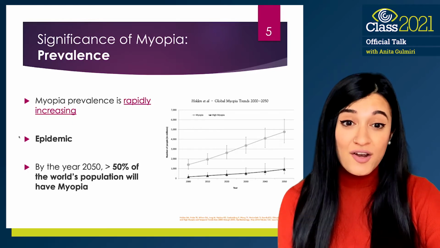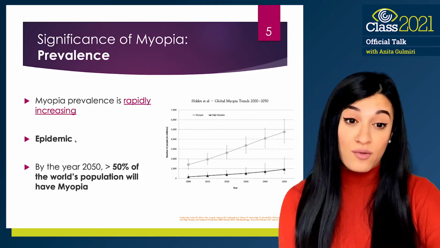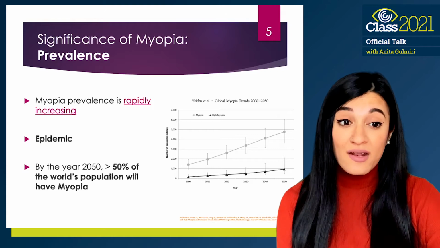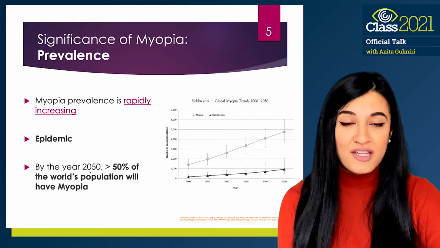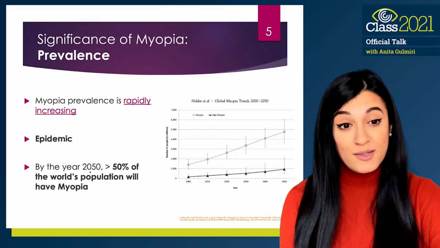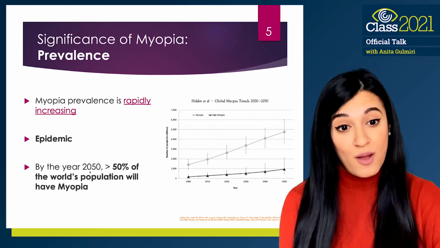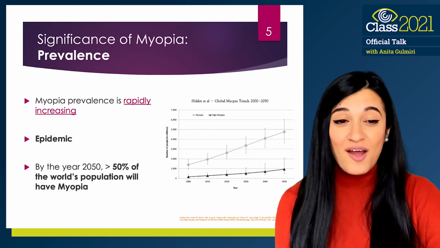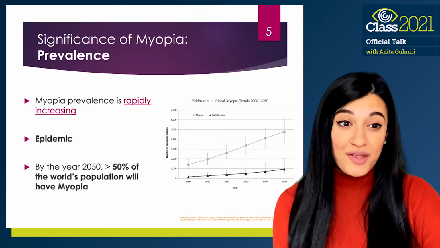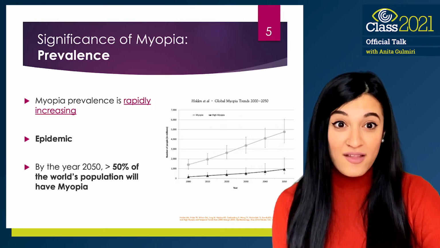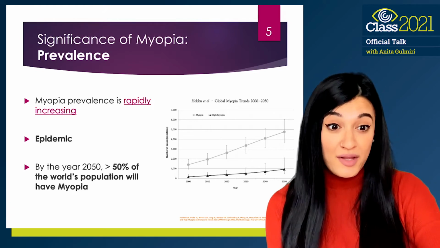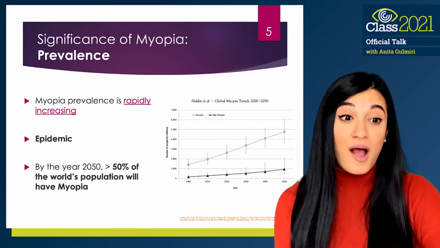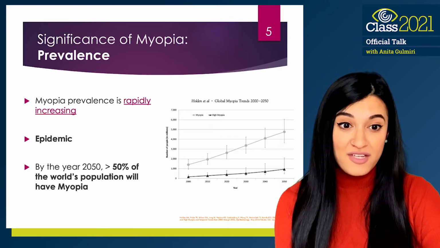Myopia was declared an epidemic by the World Health Organization a few years ago, and currently it's estimated that by the year 2050, that is, if we don't do anything to prevent it, more than half of the world's population will have myopia. That's 5 billion people. And another scary number: of that 5 billion, 1 billion will have high myopia. That's 20% of that 5 billion that'll suffer from high myopia by the year 2050.